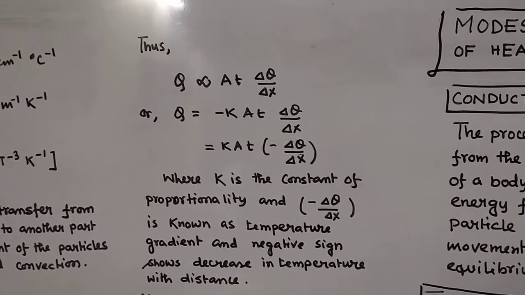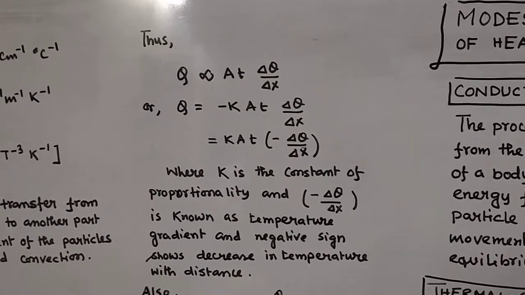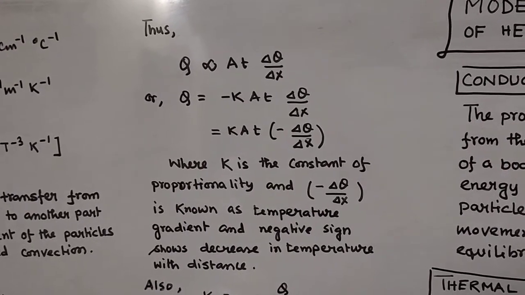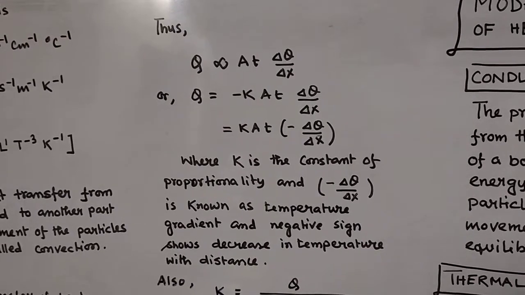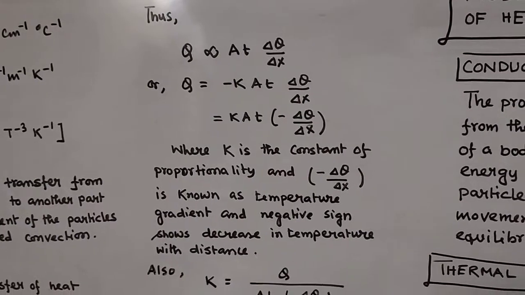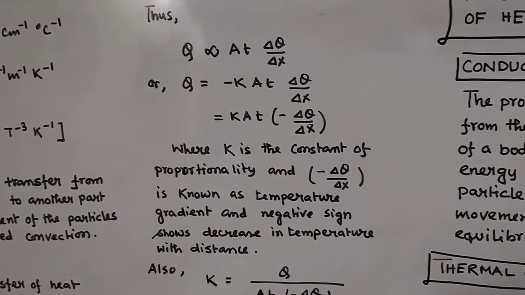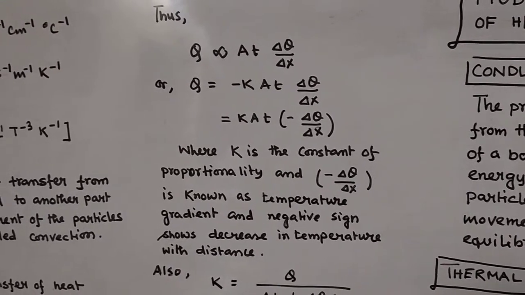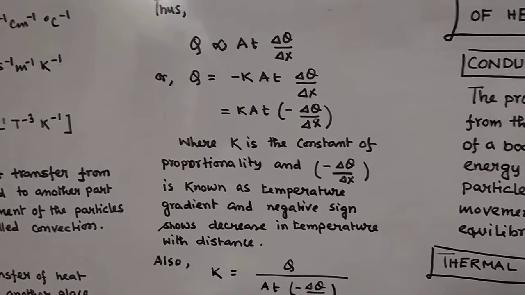And we are including this negative sign with delta theta by delta X, and the negative sign shows the decrease in temperature with distance. So if the distance is high, the fall in temperature will be more. Negative sign shows decrease in temperature with distance. So if distance is high, the fall in temperature, or you can say the decrease in temperature, will be more.